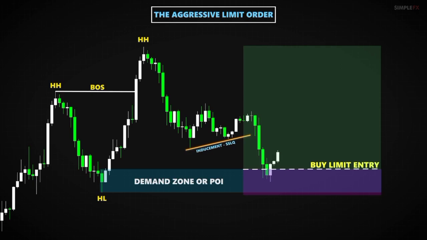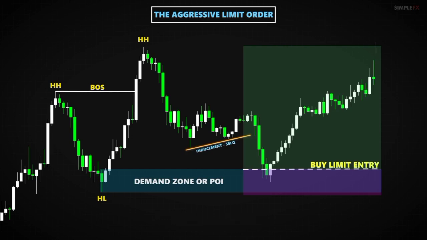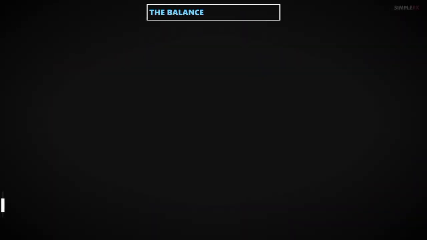You're entering without confirmation. You're trusting your setup completely, and if you've misread the inducement or marked the wrong zone, you could get tagged in and stopped out quickly. That's why this method suits traders who are confident in their analysis, experienced with structure, and can handle a stop loss without flinching. Entry Model 2, the balanced trailing entry.